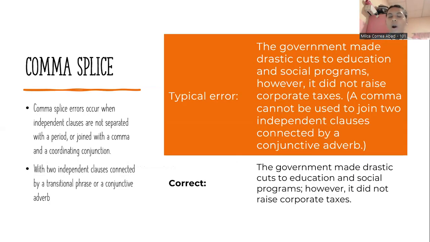The other one is the comma splice. It occurs when two independent clauses are not separated with a period or joined with a comma and a coordinating conjunction, or are connected by a transitional phrase or a conjunctive adverb. We have here an example, which is a common mistake that people make. It says, "The government made drastic cuts to the education and social programs. However, it did not raise the corporate taxes."